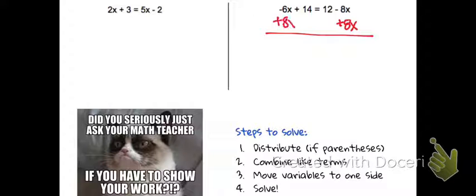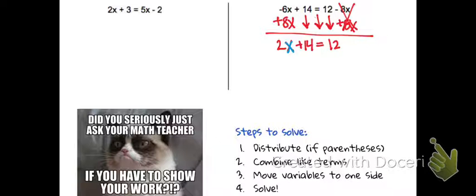So when you do it this way, now you can just add straight down. So on the left, minus 6x plus 8x is 2x. There wasn't anything to combine with the 14. And then I have my equals, and I have my 12, and then minus 8x plus 8x is 0. So that's my equation. Now I have a two-step equation, which is similar to what you've already been doing.